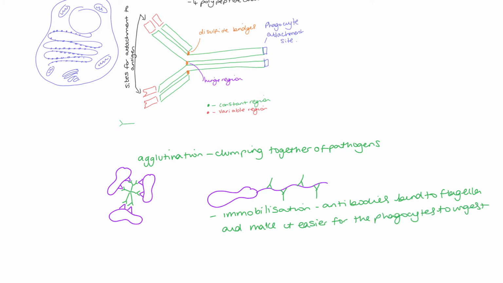The third function of antibodies is called opsonization. Opsonization is just when an antibody binds onto the antigen on the surface of the pathogen, and the phagocyte attachment site enables the phagocyte to bind on readily because the phagocytes recognize the constant region, and it makes it easier for the phagocyte to ingest the pathogen.